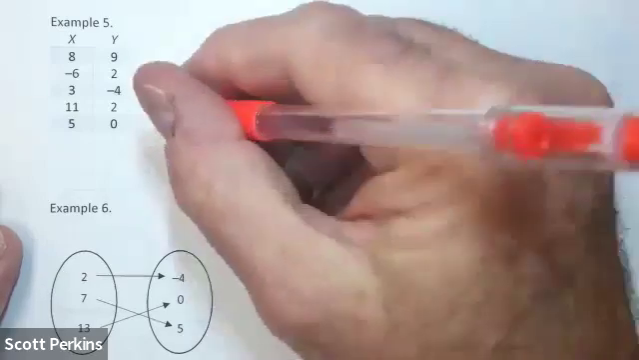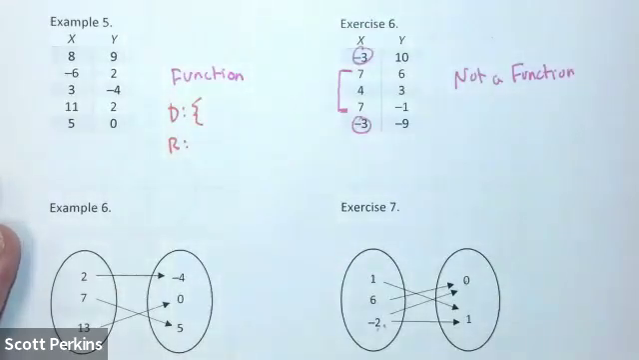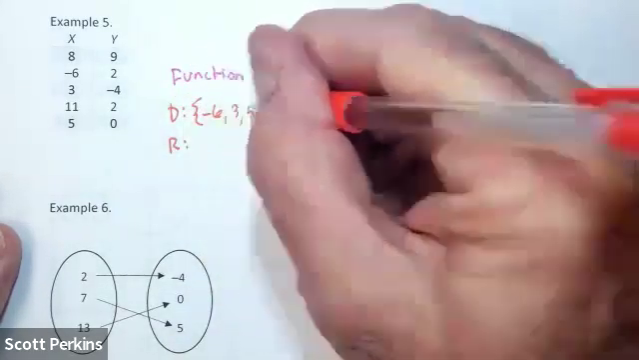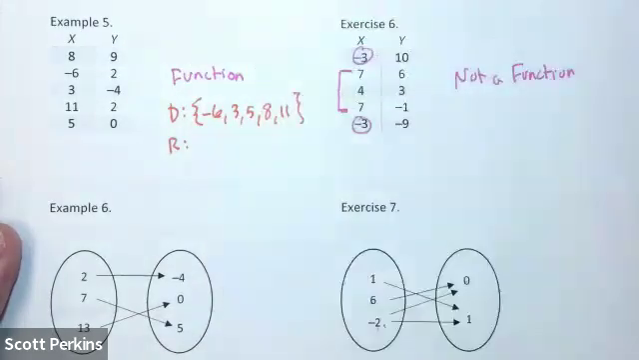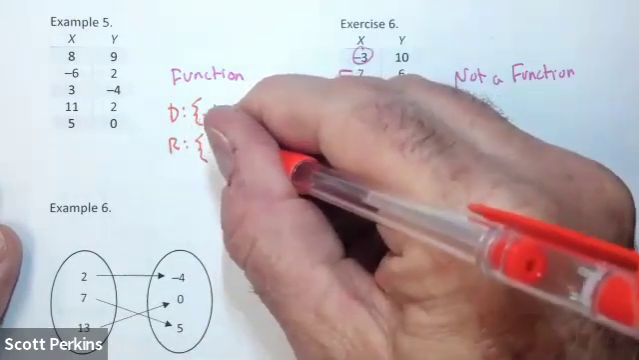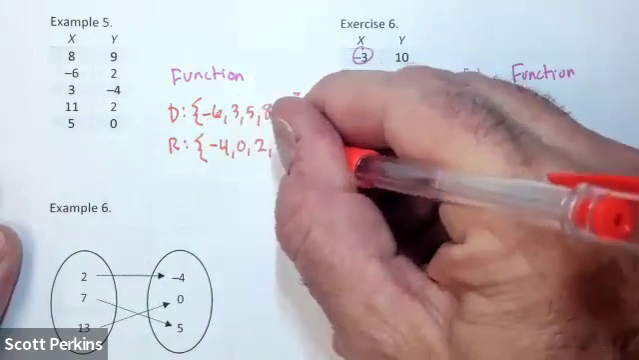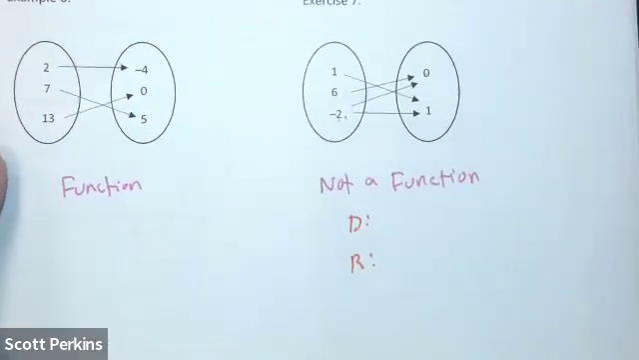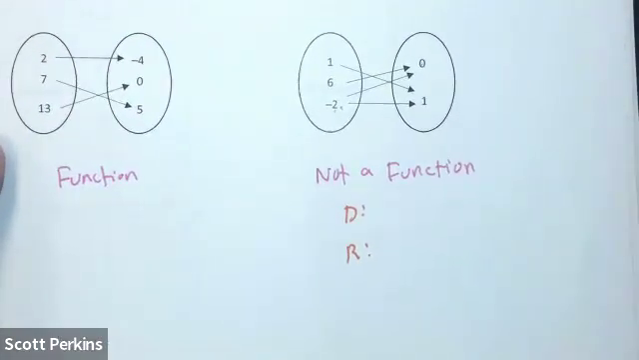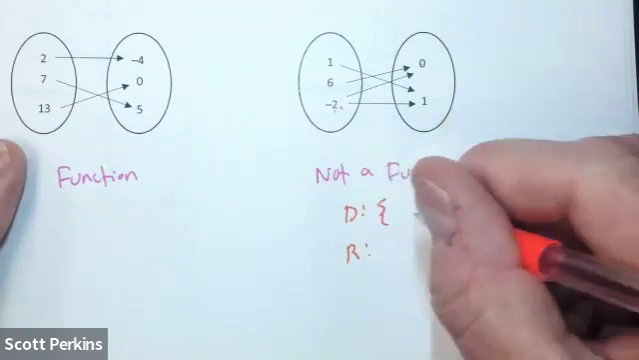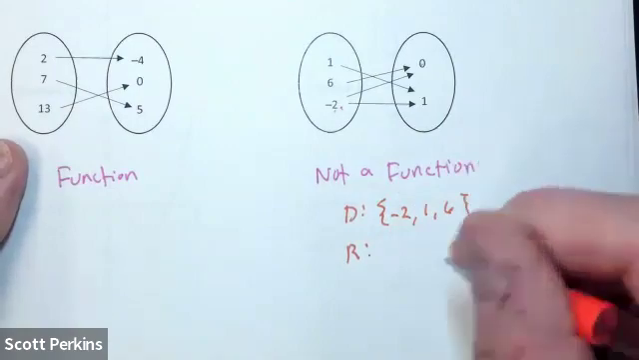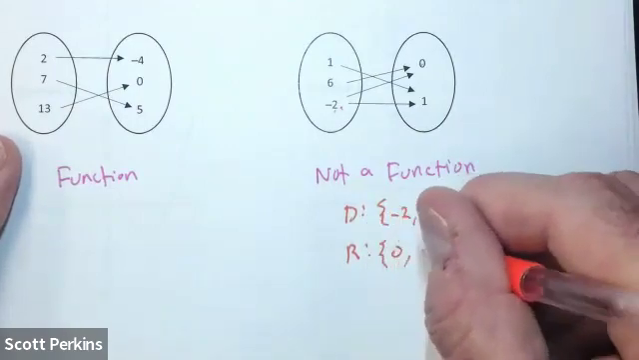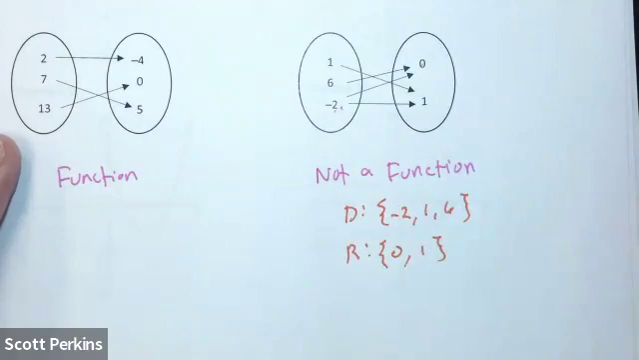All right, so for example 5, what is the domain of that one? -6, 3, 5, 8, and 11. Fantastic. And then what is the range of that one? -4, 0, 2, and 9. Is everyone tracking? Are we doing okay? All right, then exercise 7, we roll down to the bottom to this mapping. The mappings are fun because you just got your circles there. The domain of that is -2, 1, and 6. And then the range is 0, 1. Everybody still with me? We doing okay?